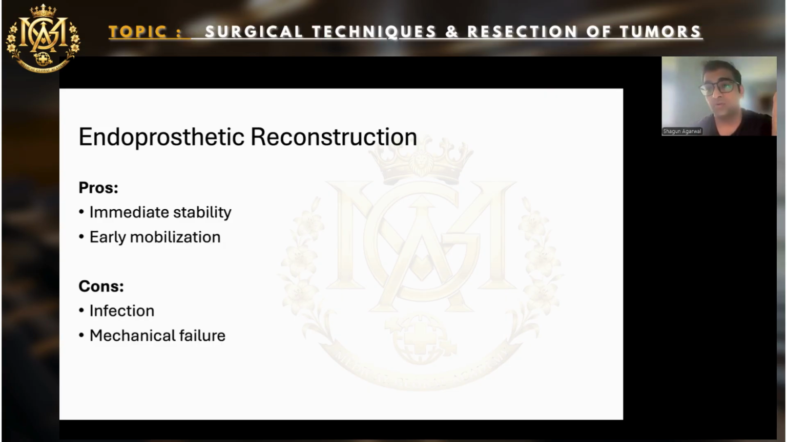Endoprosthesis, autograft and allograft. And now we'll just run through the slides about them. So the pros of endoprosthetic reconstruction, already discussed: it gives immediate stability. The patient does not feel like they've lost a limb. And yes, of course, you can go with early mobilization.